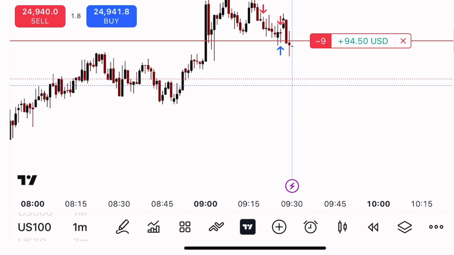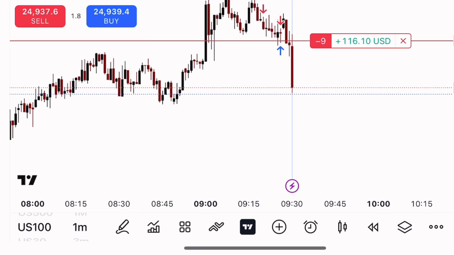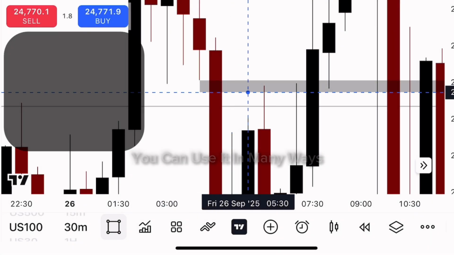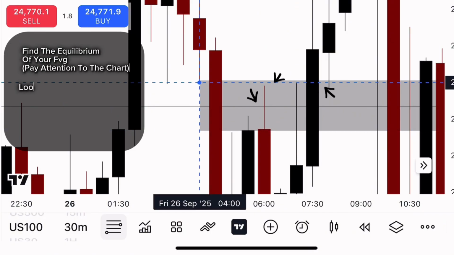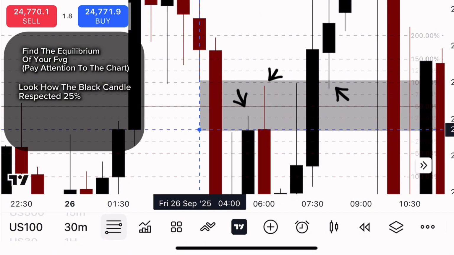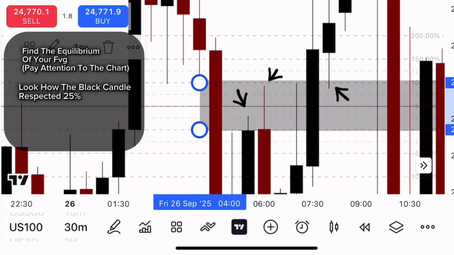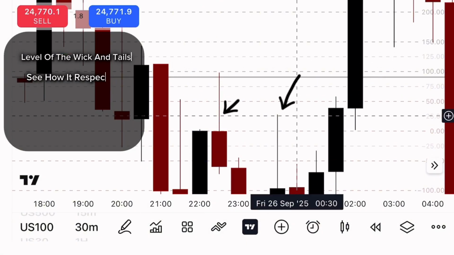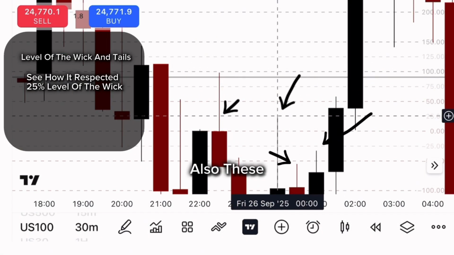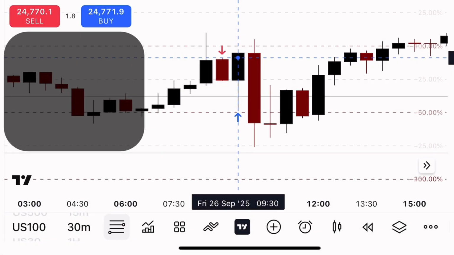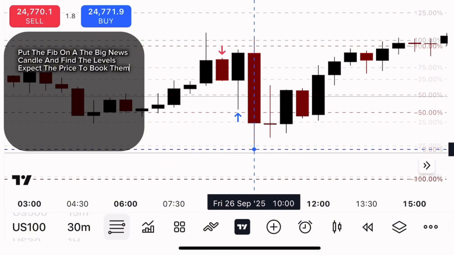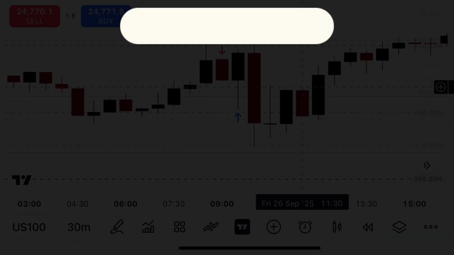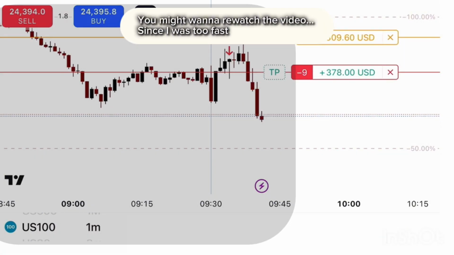To be honest, I don't even use it fully yet because as simple as it is, it's a very detailed concept. But here are some tips. Find the equilibrium of your fair value gap. Your wicks and tails. Big news candles. So anywhere you put this, you can find your levels.